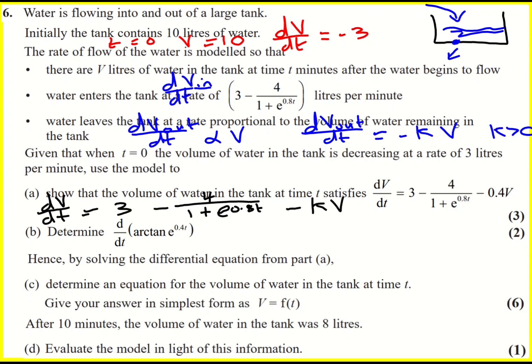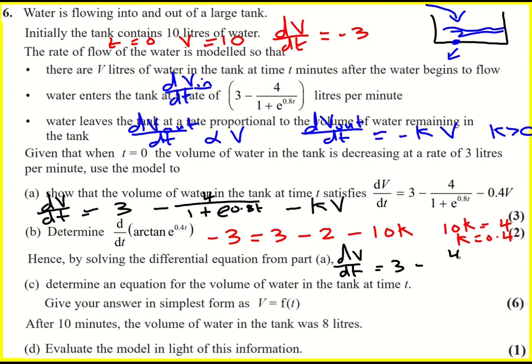Now we can sub in our initial condition. So it's going to be minus 3 is equal to 3 minus 4 over 2, because e to the 0 is 1, which then becomes 2. And then V is 10, remember, so we're minusing 10k. And that means 10k is going to be 1 plus 3, it's going to be 4, so k is 0.4. And hence dV by dt equals 3 minus 4 over 1 plus e to the 0.8t minus 0.4V, as required.